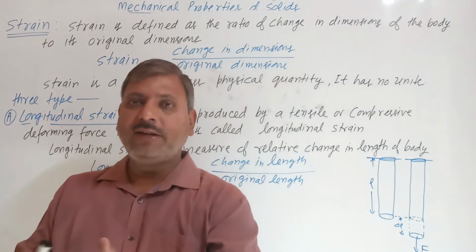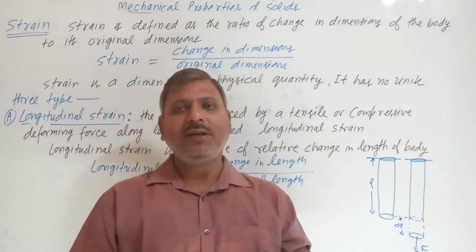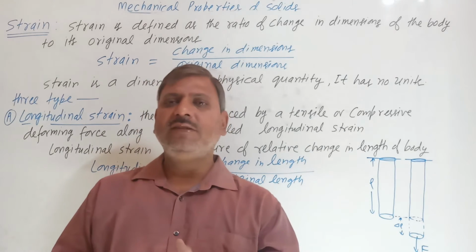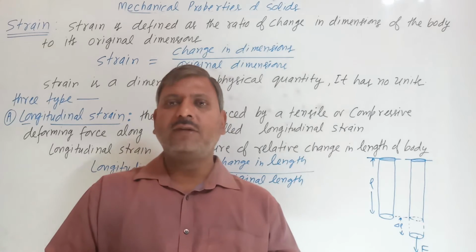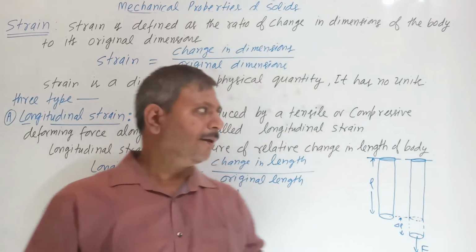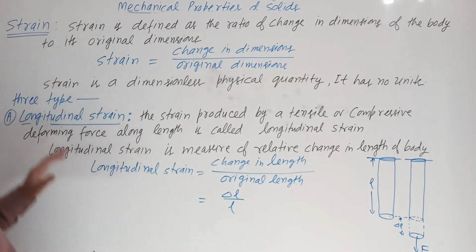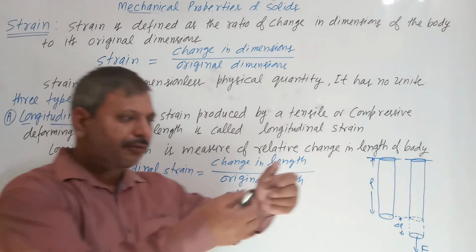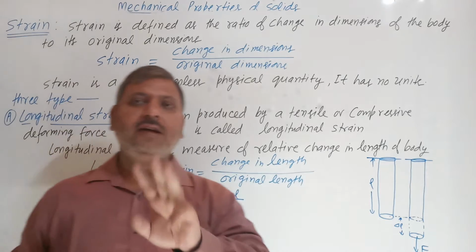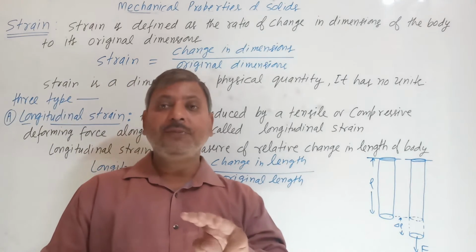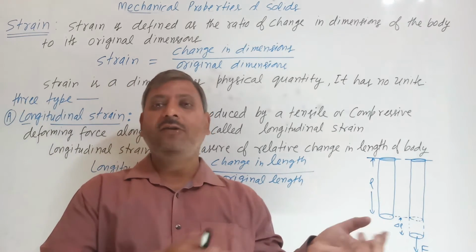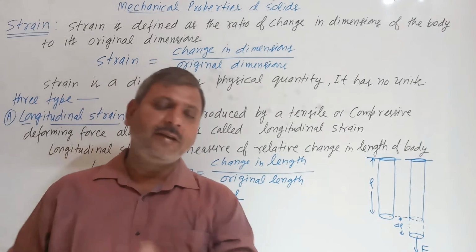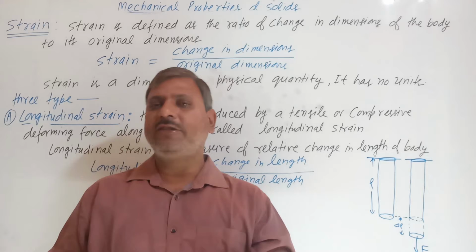A body cannot accelerate, so there will definitely be a change in shape or size. The change in dimensions upon the original dimension is called strain. It is of three types. Just as we told you there are three types of stress: longitudinal stress, volumetric stress, and shearing stress, like that there are three types of strain.